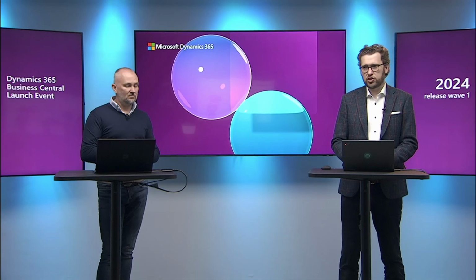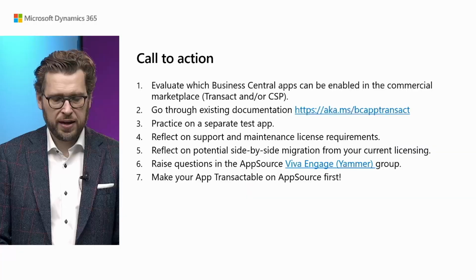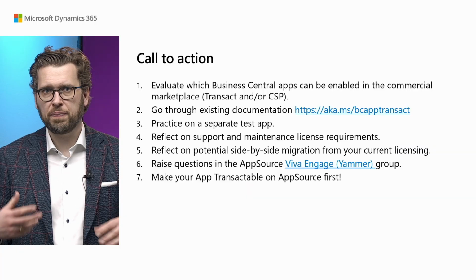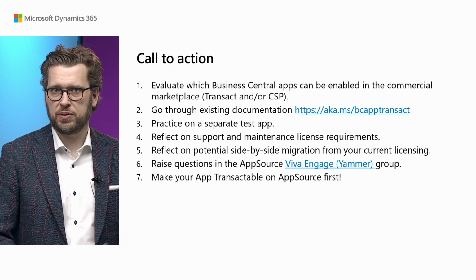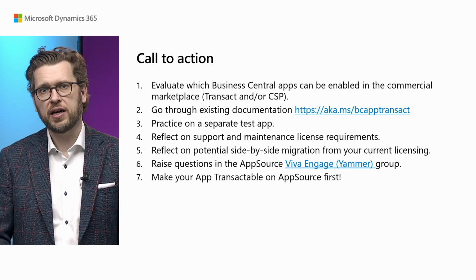Yes, and we showed today two different tracks, right? There was the enablement of Transact in the AppSource marketplace, and then taking that offer and extending it, selling it through CSP. Start by making your apps transactable in AppSource before you move over to CSP. Get it working with normal Transact, and then move over to CSP.